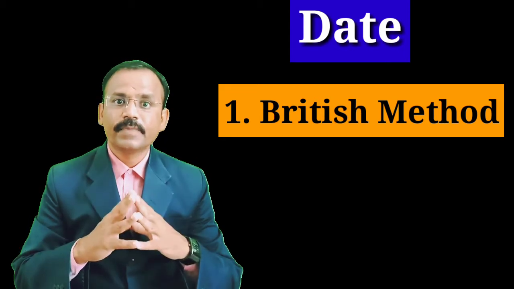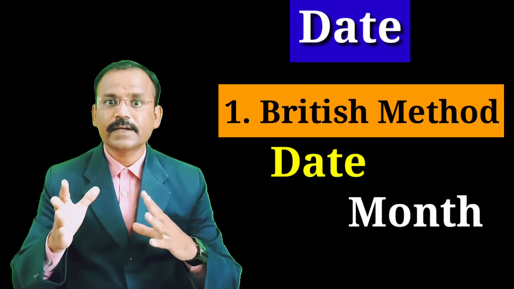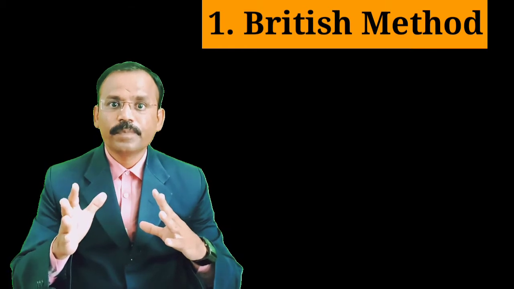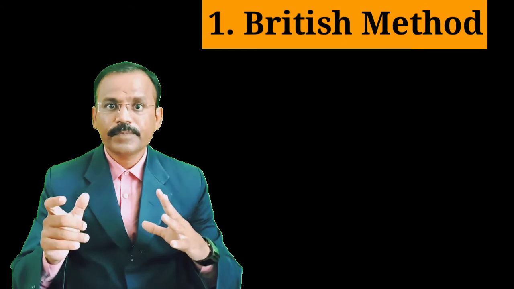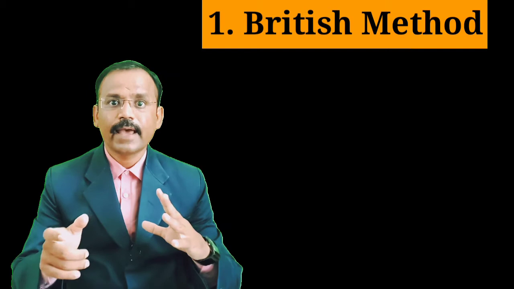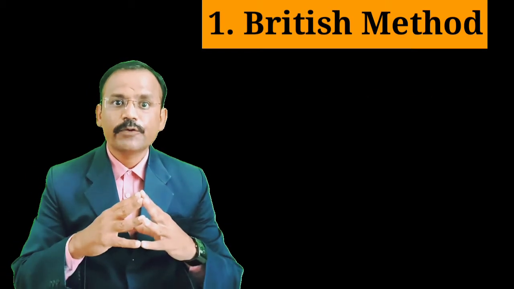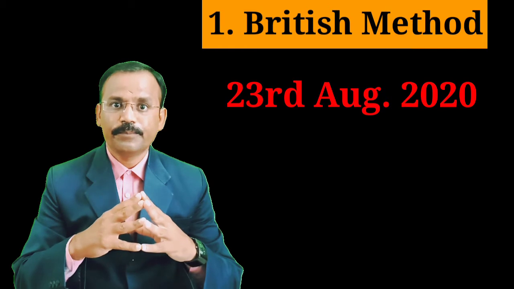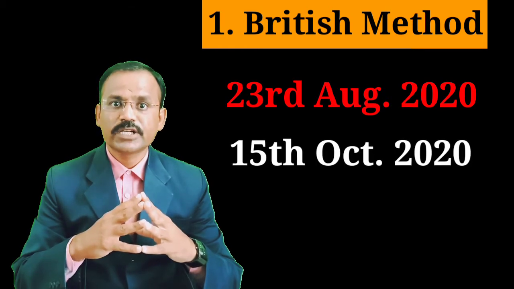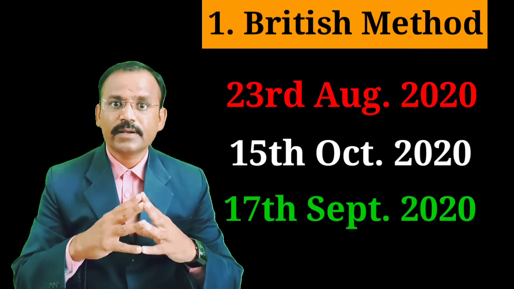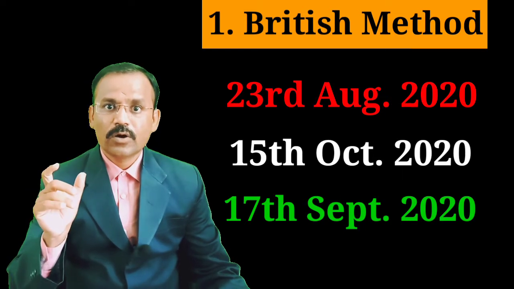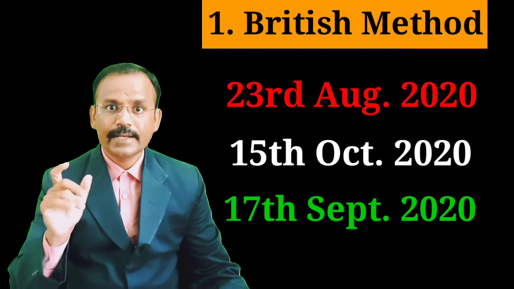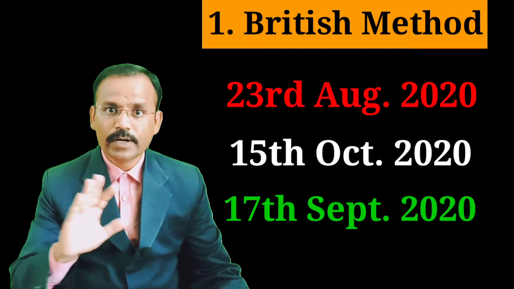In British method, date is written, then month is written, and then year is written. In British method, the number or figure of date is written. After that, short form of month is written and then year is written. For example, 23rd August 2020, 15th October 2020, 17th September 2020. Here the short forms of the month August, September, October are written and they are written in words. Their figures are not written.